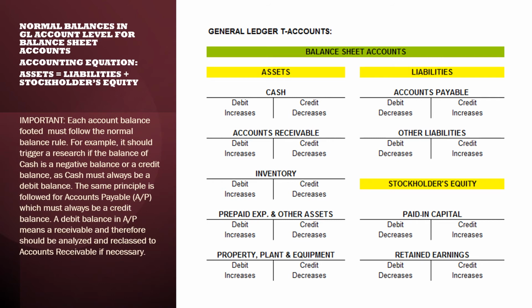Liabilities, we have the same thing. We have accounts payable and other liabilities. The normal balance for liability is credit. So every time we increase liability, accounts payable and other liabilities, we have to credit that account. Every time we decrease, it'll be the opposite. It'll be debited.